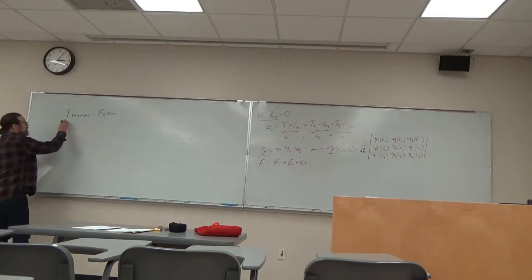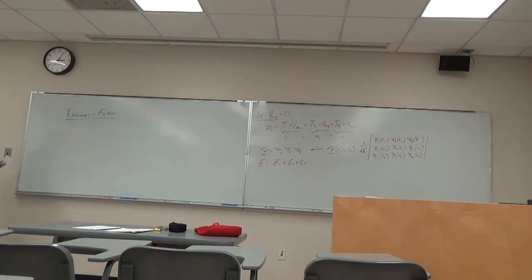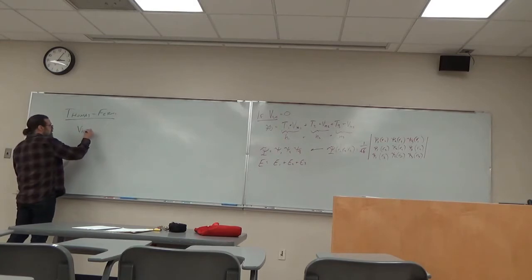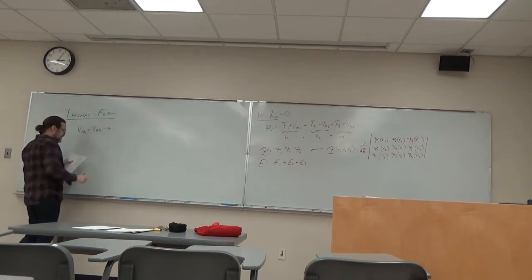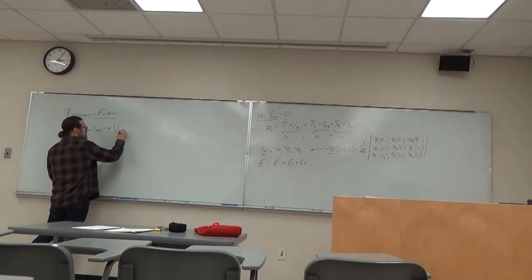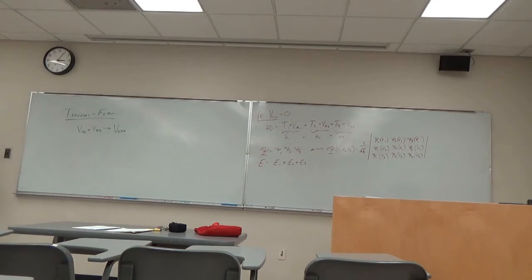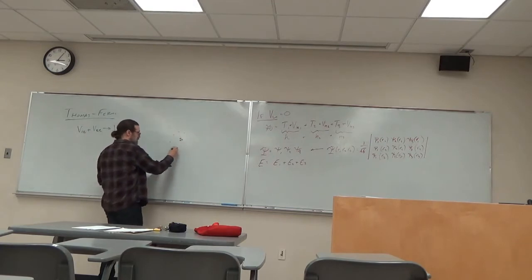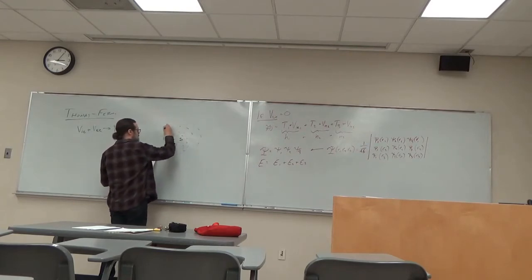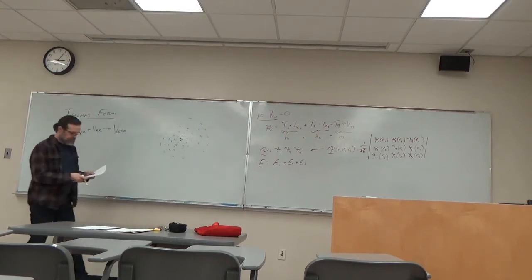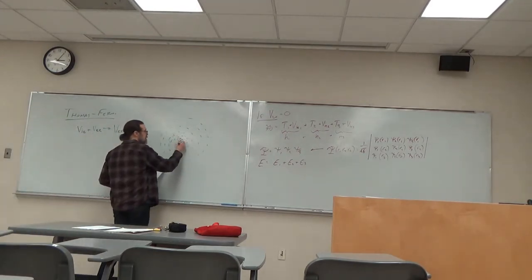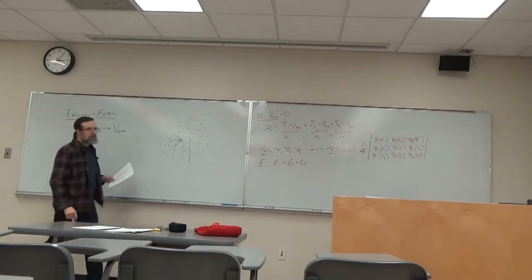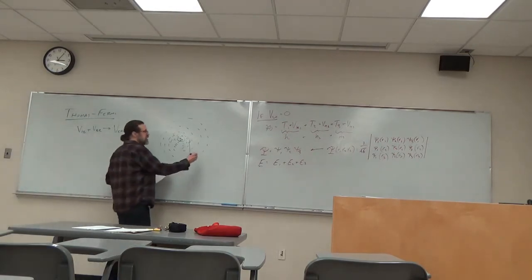So in Thomas-Fermi, we replace V_IE plus V_EE with an effective potential that takes into account electron screening. And the basic idea is that if you have a nucleus and you've got electrons that are kind of green dots here, the electrons that are located here feel more of the positive charge than the electrons located out here.